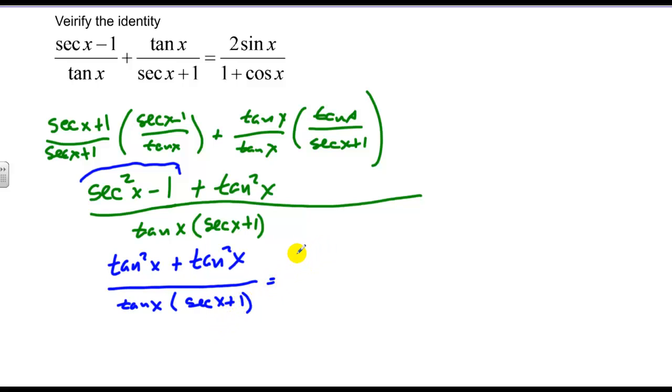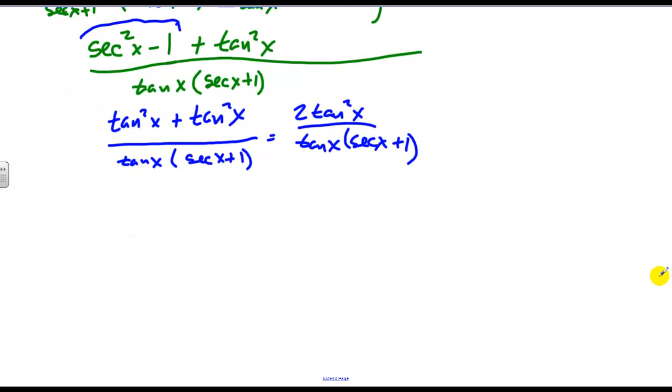This gets me 2 tan squared over tan times secant x plus 1. Tans are going to reduce out, so we'll go ahead and get that done. That gives me 2 tan over secant x plus 1.